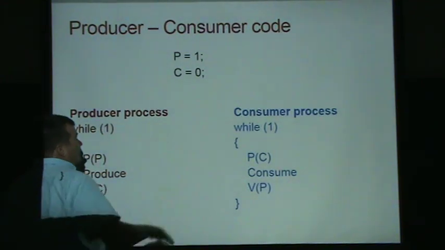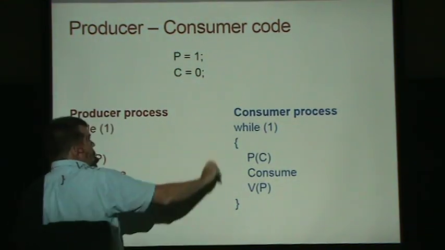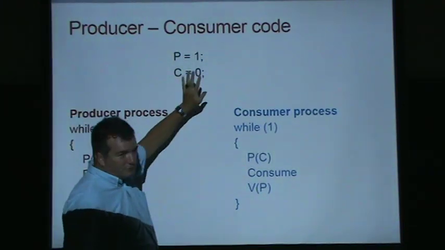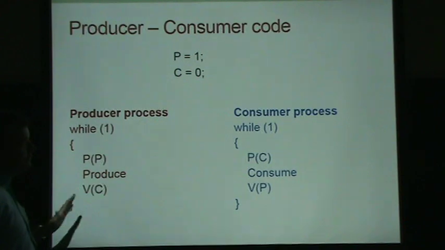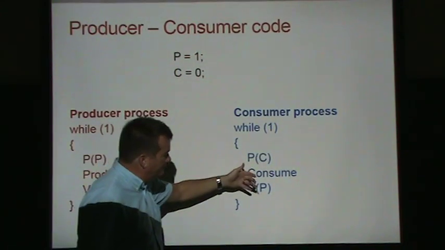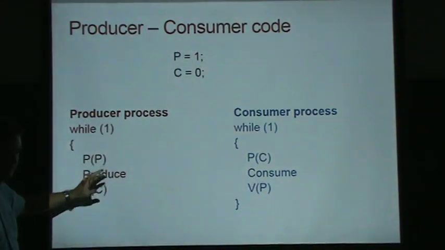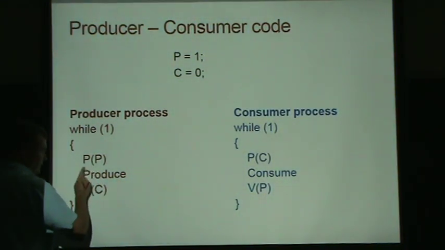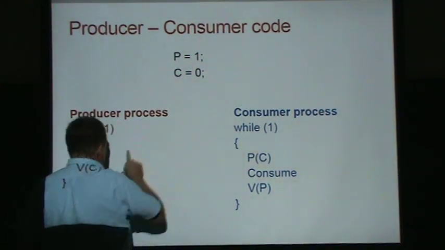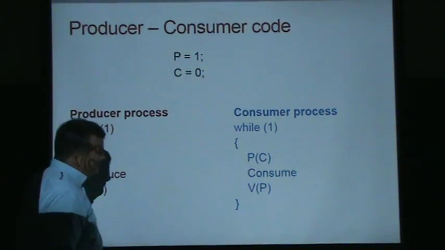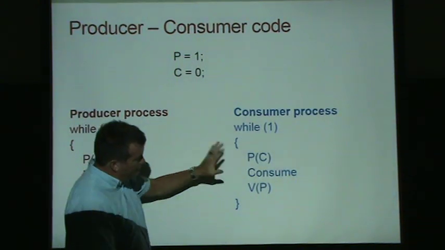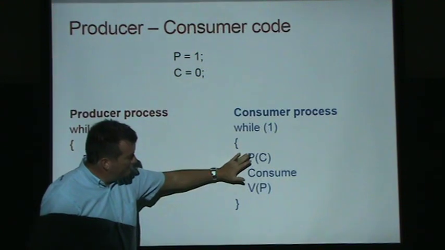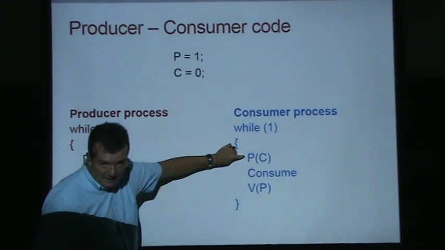So we're going to say that the P value is set to 1, meaning that it is available, and the C for consuming is not available. So the consuming process is not available to run, but the producing process is available to run. The producing process, if it issues this command, will set the P value to 0 and proceed. But if the consumer process happened to run first, because both of these processes are running at random times, it would get stuck right here.